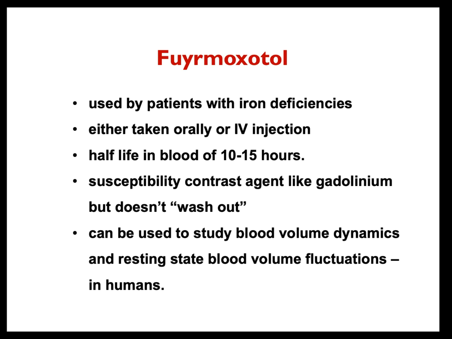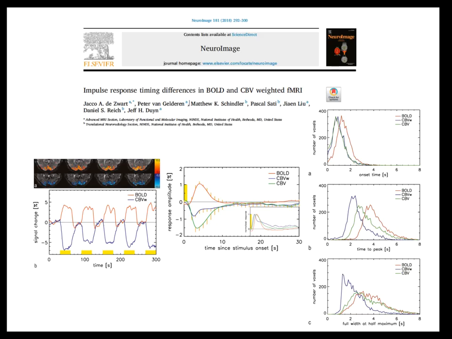The problem is it's still a contrast agent, and the climate now in research is that you just don't inject contrast agents in people unless they are patients who need the iron. But this can be used to answer one of the key questions in fMRI: what causes these interesting blood bold contrast dynamics, like the pre-undershoot and the post-undershoot? Is it the fact that the blood volume dynamics have a different timing? And it turns out, I just discovered this as I was making this talk, that right here at the NIH, Jeff Dunn's group worked with Danny Reich in doing this furamoxetol study. It's hard to get approval to do this.